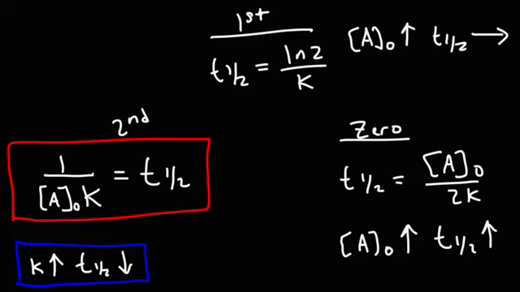For a second order reaction, we see an inverse relationship. If you increase the initial concentration, the half-life will decrease. And if you decrease the initial concentration, the half-life will increase. So it's opposite. But that's basically it for this video. So now you know how to derive the formula for half-life for a zero order reaction, a first order reaction, and a second order reaction.